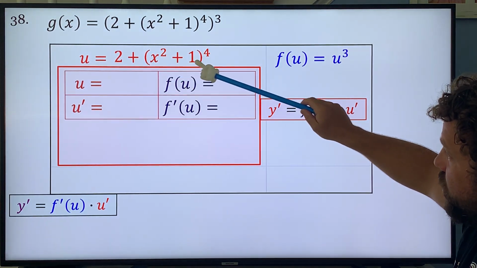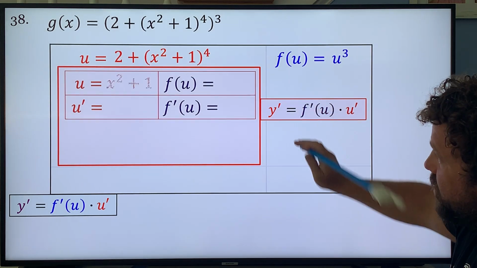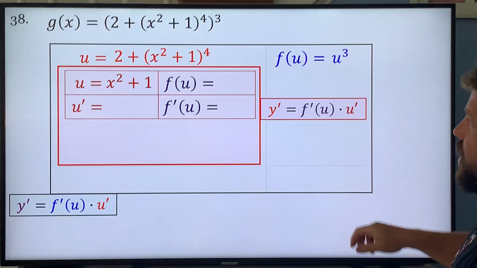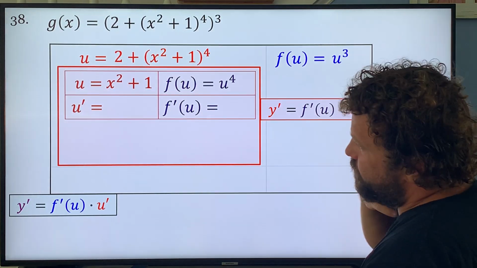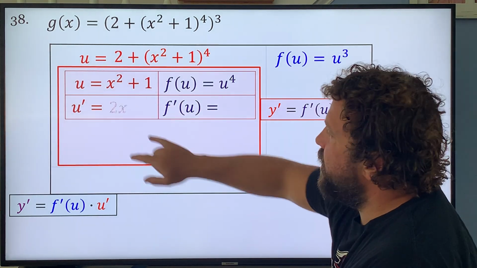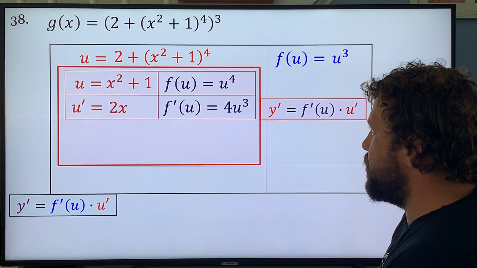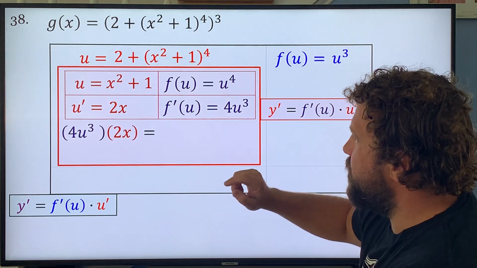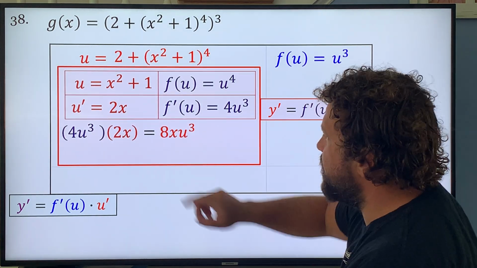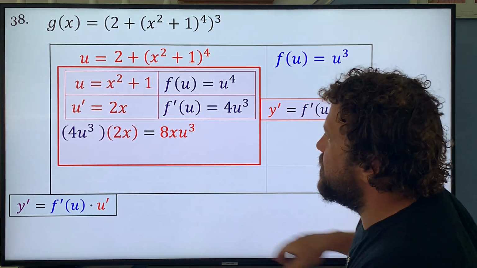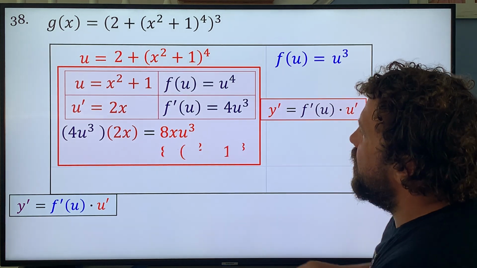Derivative of x squared plus 1 to the fourth power. X squared plus 1 is my u. My f of u is this to the fourth power. U prime, 2x, 4u to the third. 2x times 4u to the third. 2x times 4 is 8x u to the third. 8x, this u, to the third.